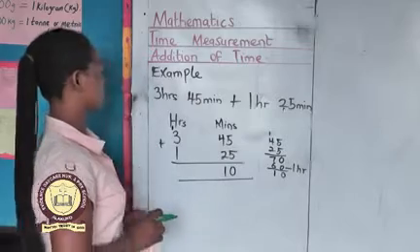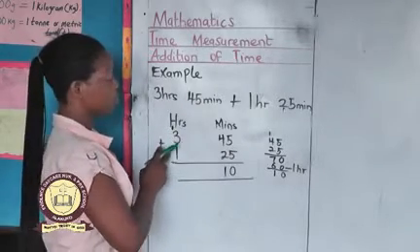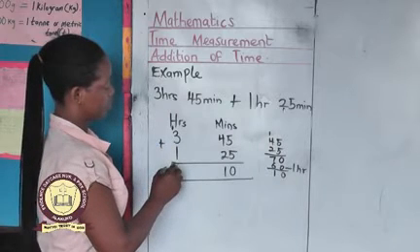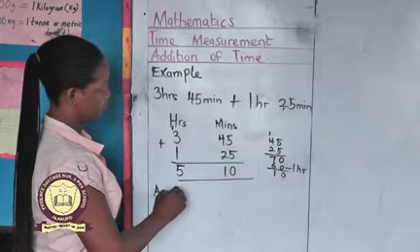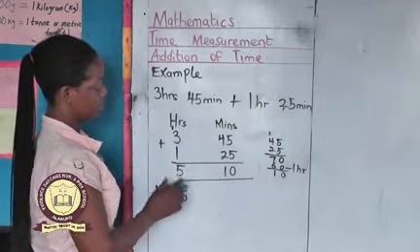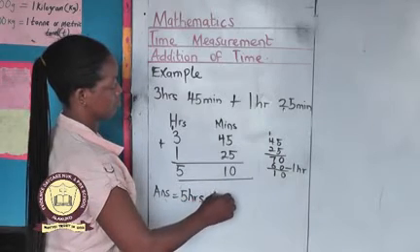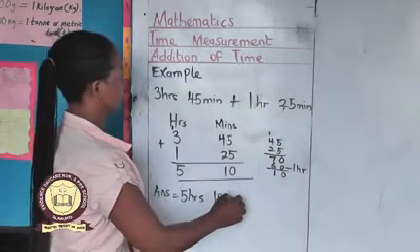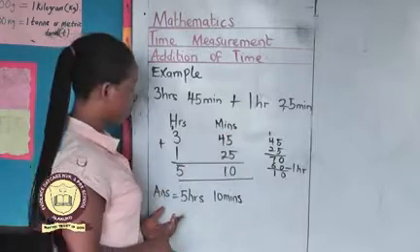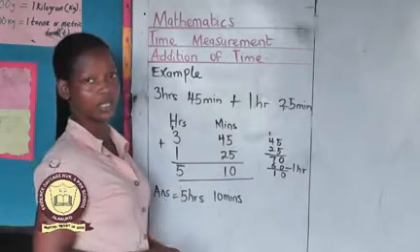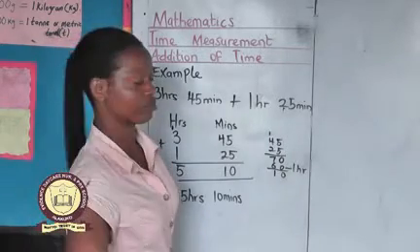Now let's add our hours together. 1 plus 3 is 4. 4 plus 1 will give you 5. So your answer is 5 hours. You can see it's under hour. 10 minutes. So the addition of 3 hours 45 minutes and 1 hour 25 minutes will give you 5 hours 10 minutes. I hope you understood. Now let's take the second example.